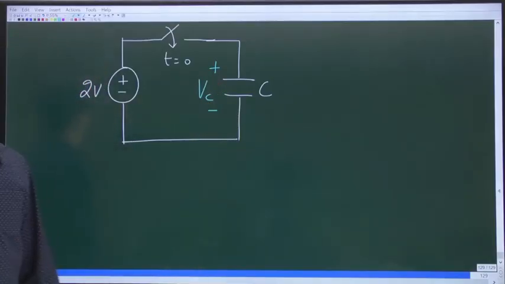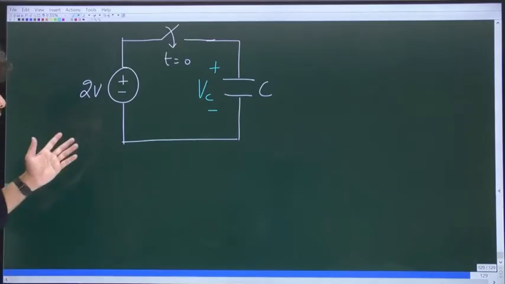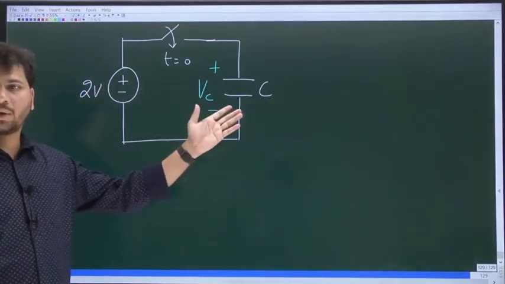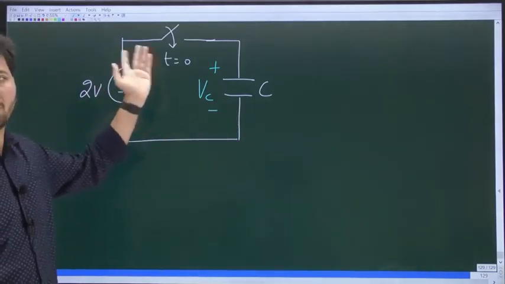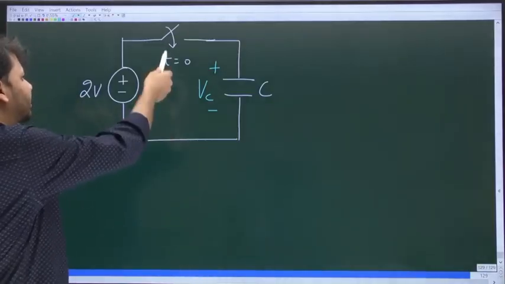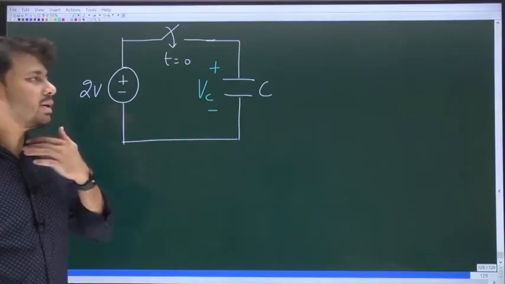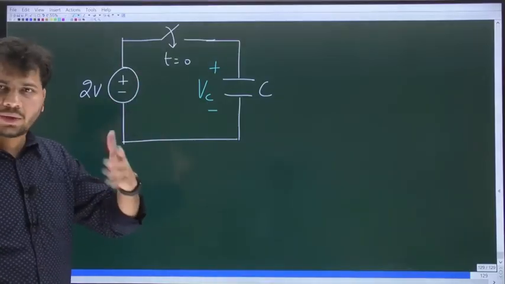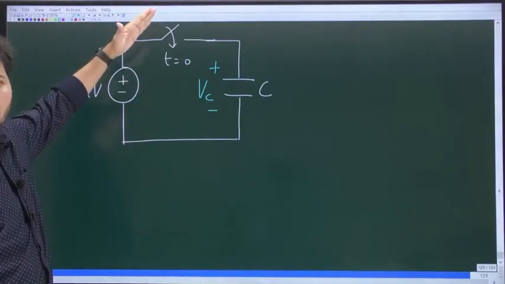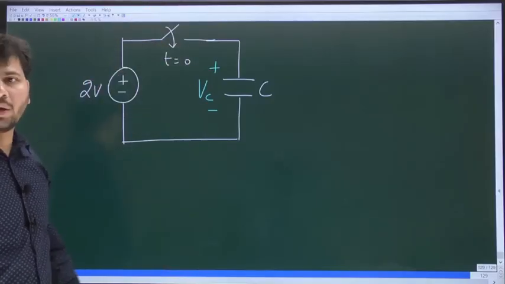So look at this simple circuit. We have a 2 volt source across which a capacitor is connected, not directly but through a switch. This thing is a switch, and it is being closed at t equal to 0.